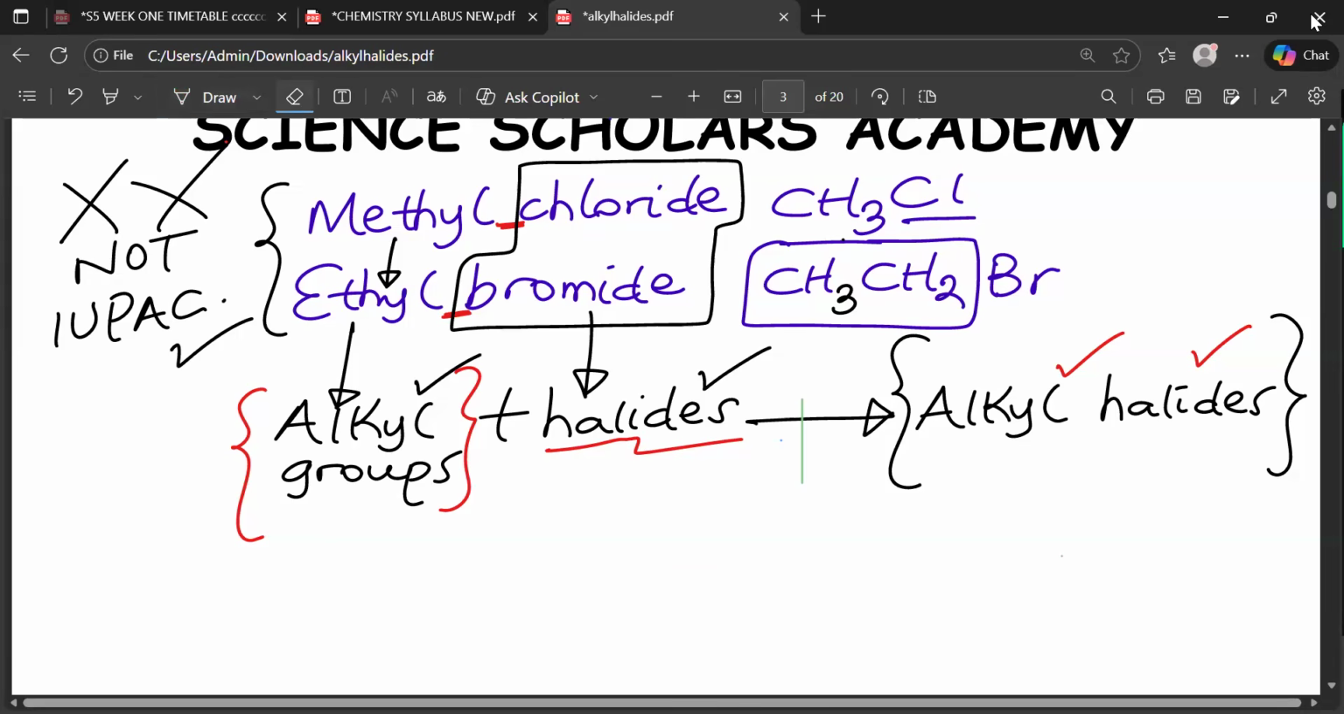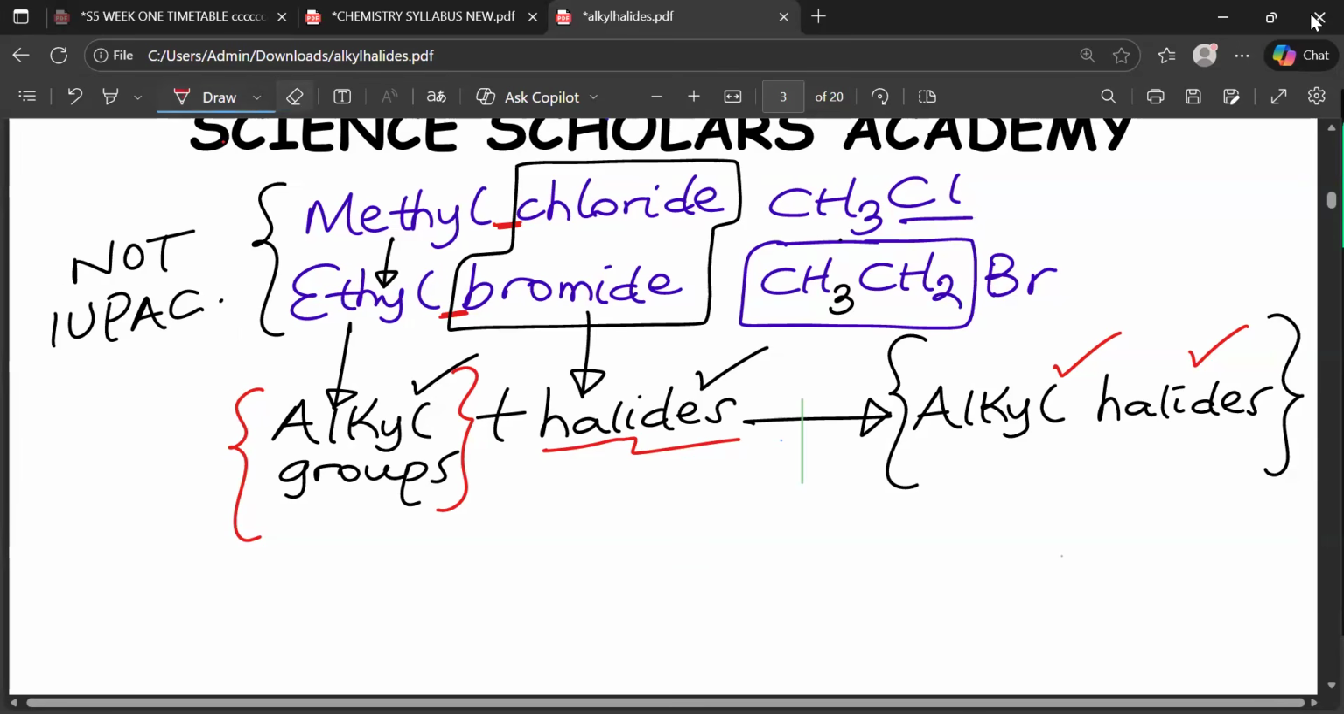I've told you that this is not IUPAC. So when they ask for the IUPAC name and you write methyl chloride, they are going to cross your work. You write ethyl bromide, they are going to cross your work. Why have I given you those common names? Those are what they call common names but not IUPAC names. Why? So that the term alkyl halides comes out. Alkyl for the alkyl group, halide showing that before, we had the halogen reacting to form the halogen compound. As simple as that. The nomenclature is going to come.